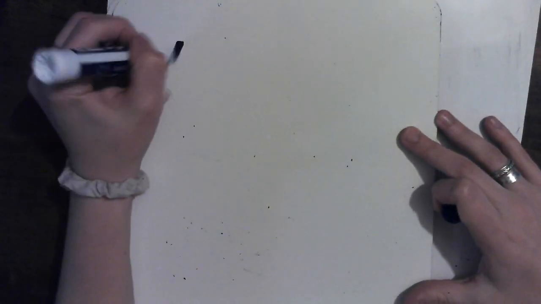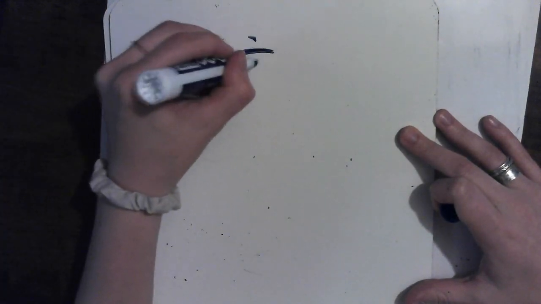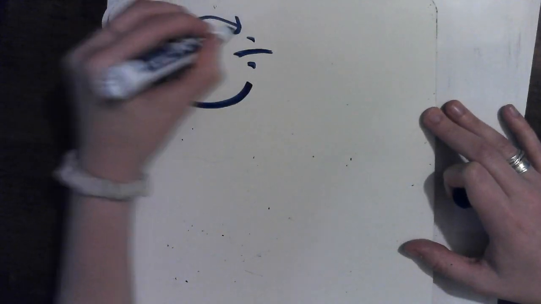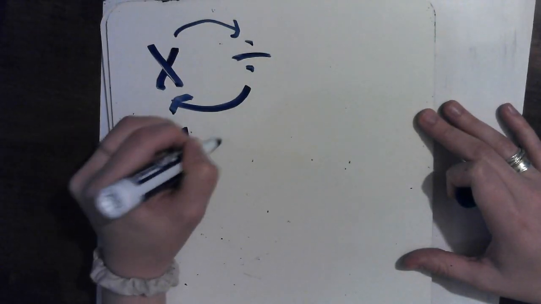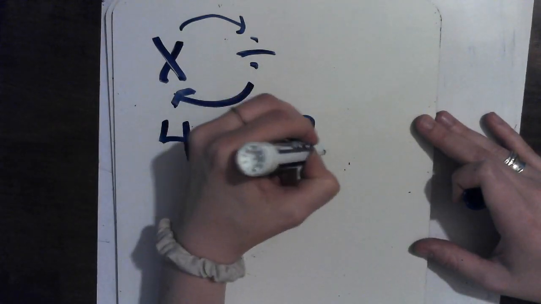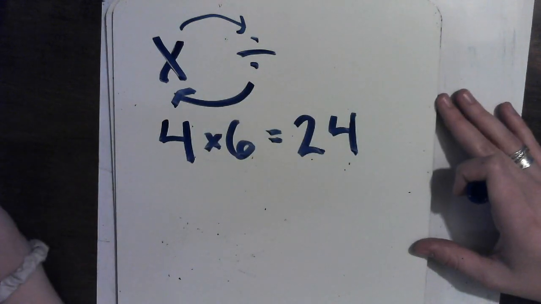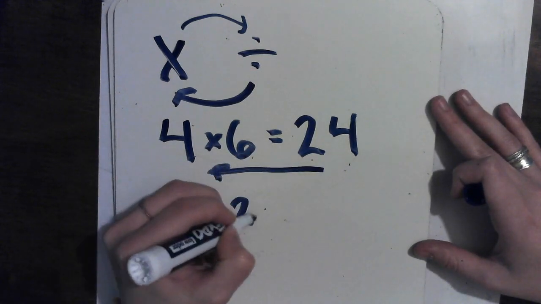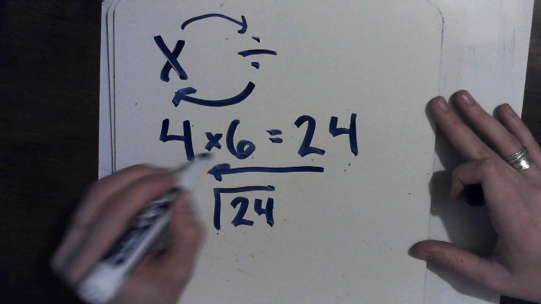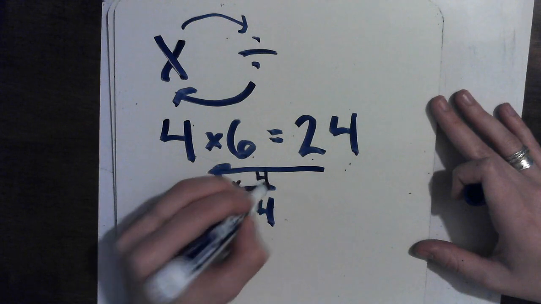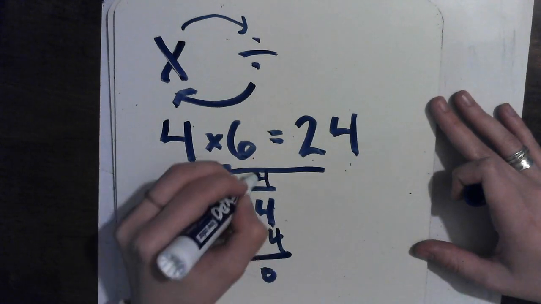All right, now for just some basic operation review. Multiplication and division are inverse operations. That means that one undoes the other. So if I do 4 times 6, hopefully you can say, oh, I know that that's 24. Then, if we wanted to use division, we could work backwards and take 24 and divide it by 4 or 6.